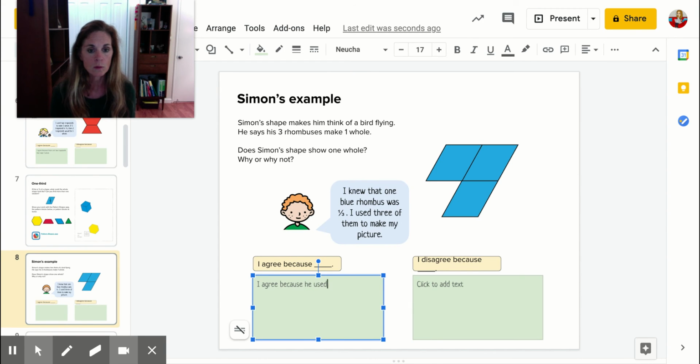he used 3 rhombuses to make 1 shape. And it does not have to be a hexagon. It could be a shape like this, looks like a bird to him. That's fine. That's a whole shape. That is 1 whole.